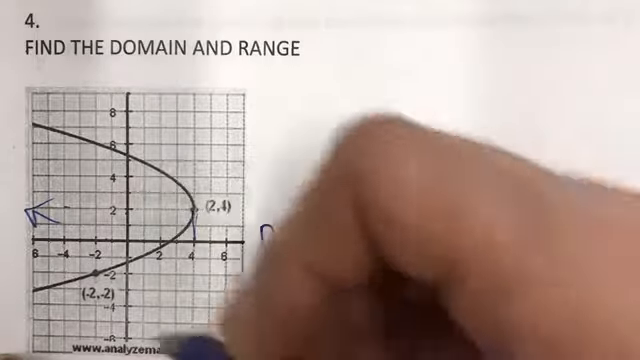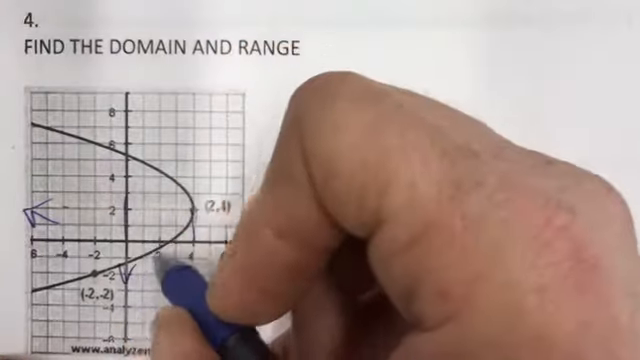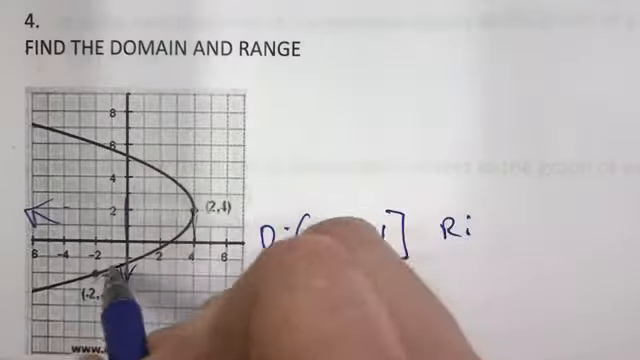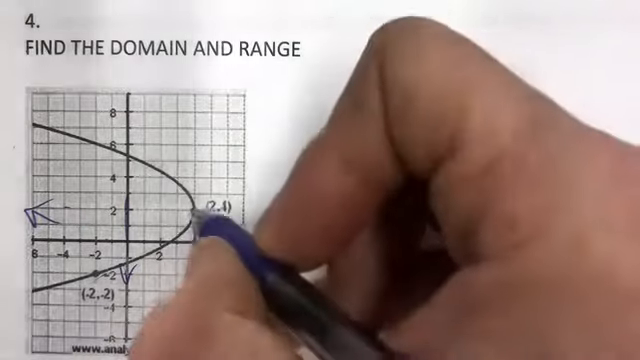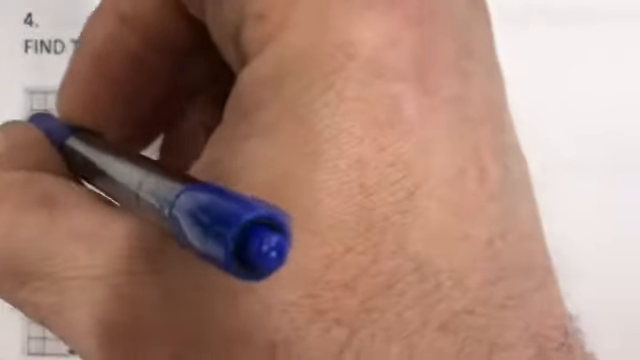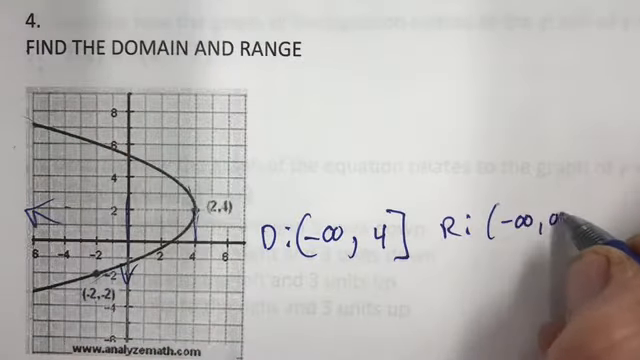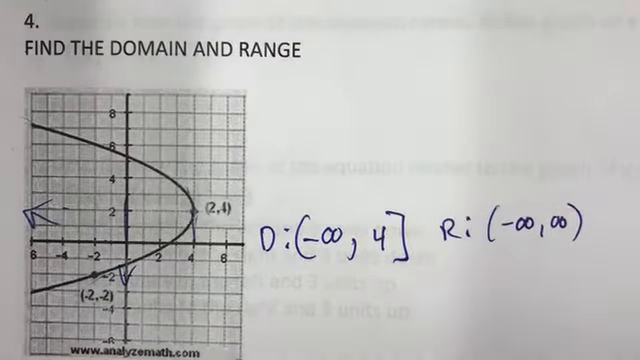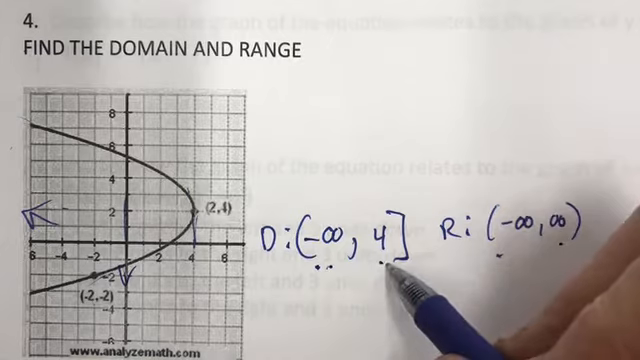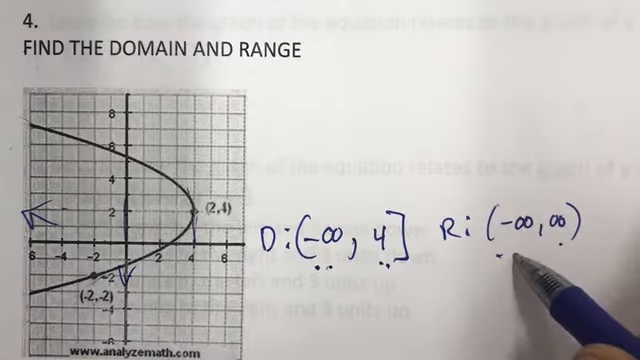My range, up and down, well, as this goes to the left, it's going down forever. And as it goes to the left up this way, it goes up forever. So -infinity to +infinity is what my range would be. Okay, so your domain and range is always the lowest and the highest, or furthest to the left, furthest to the right, the furthest down, the furthest up.